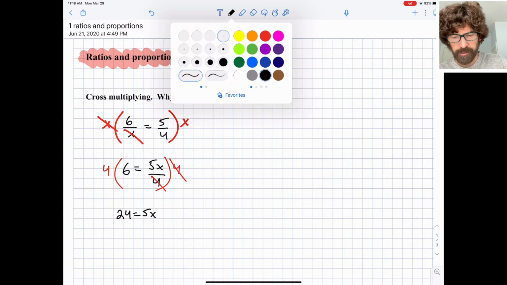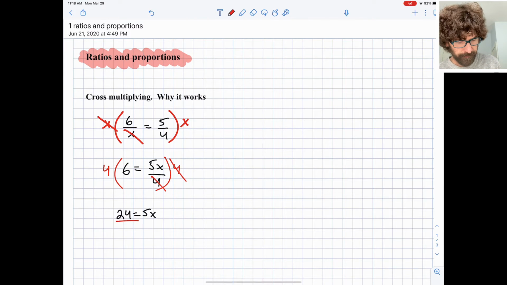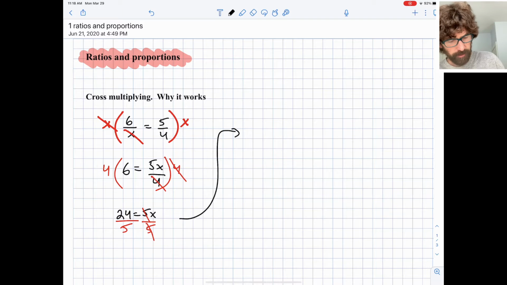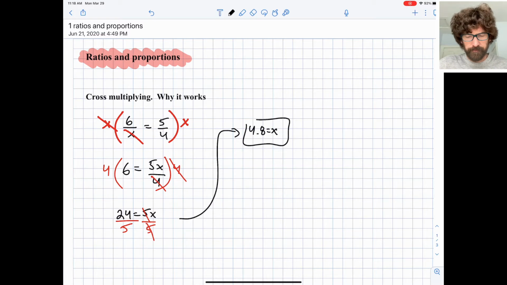And then lastly, we can divide both sides by 5. And these 5's will cancel. Let's bring it up here. We have 24 fifths, which is 4.8, equals x. So that would be our solution for x in this problem.